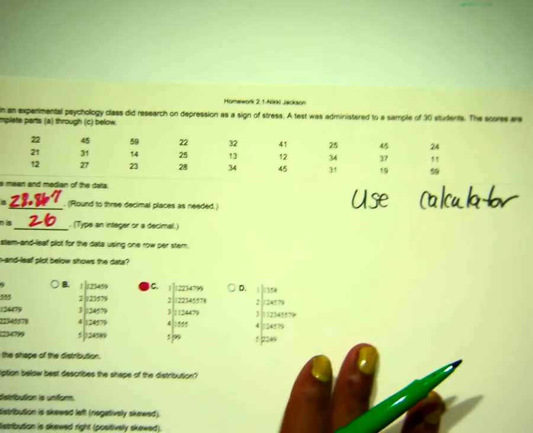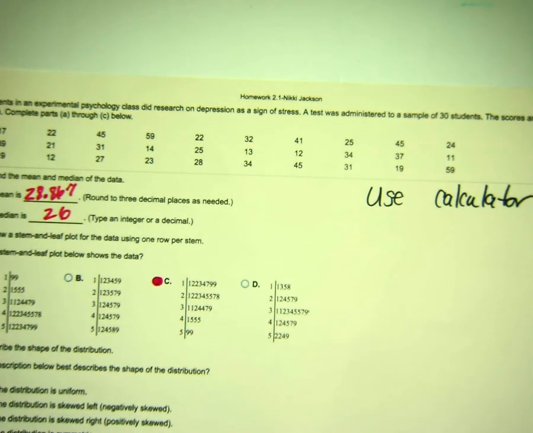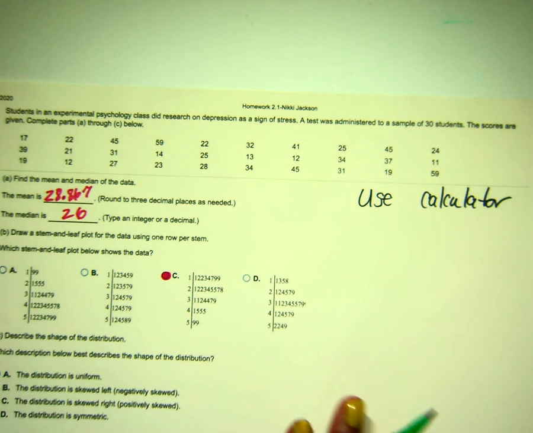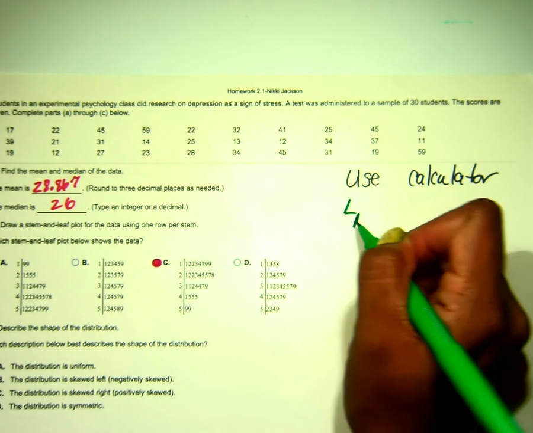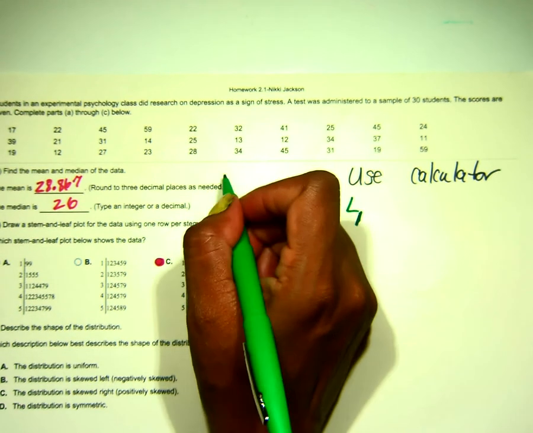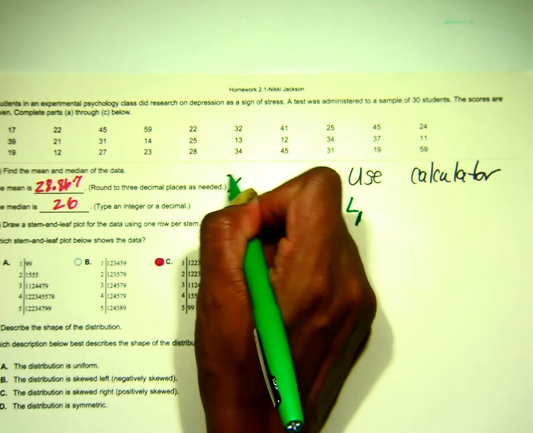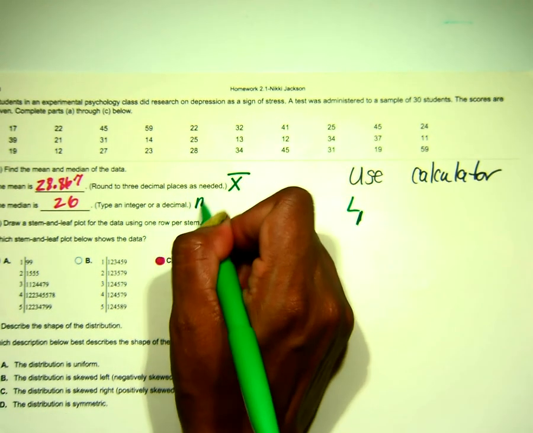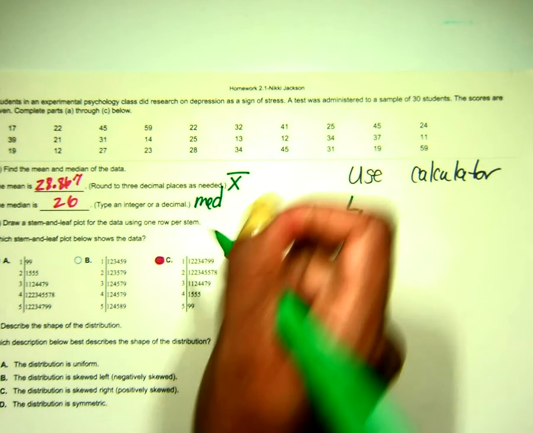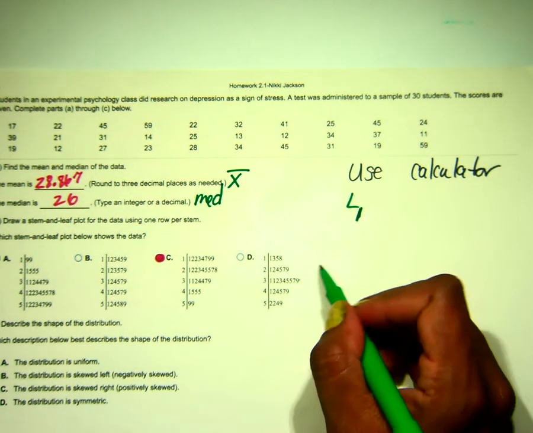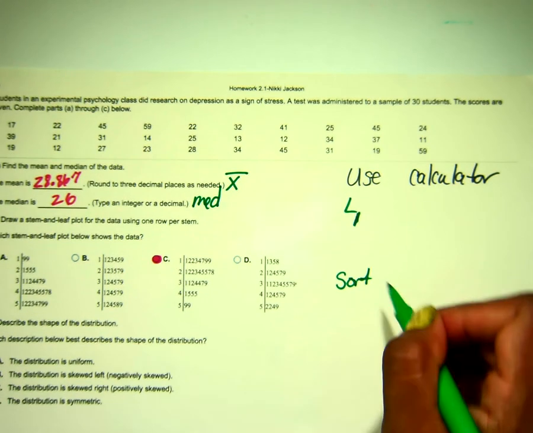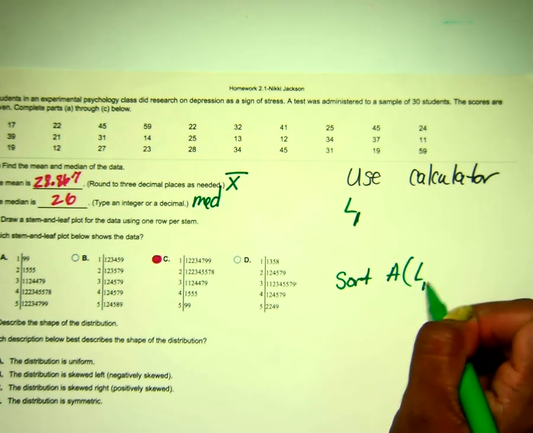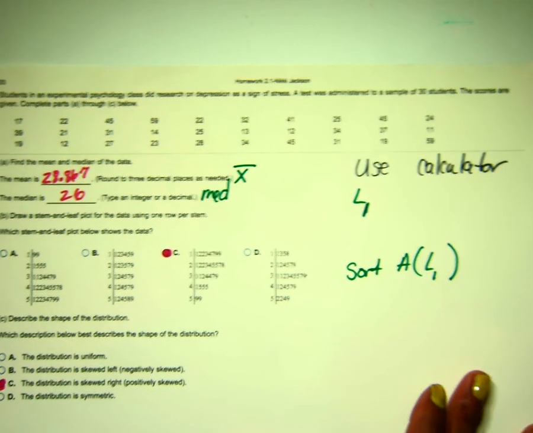Now we have your last example. Notice how once again it's asking you to use your calculator. So all your values go under L1. And remember, your mean is going to be your X bar. Your median is MED. Also, to find this, don't forget to sort A. For this one, this is how you find it.